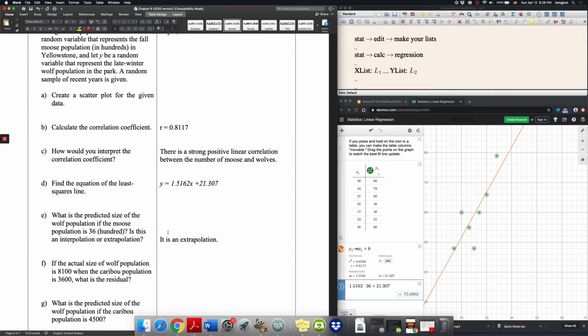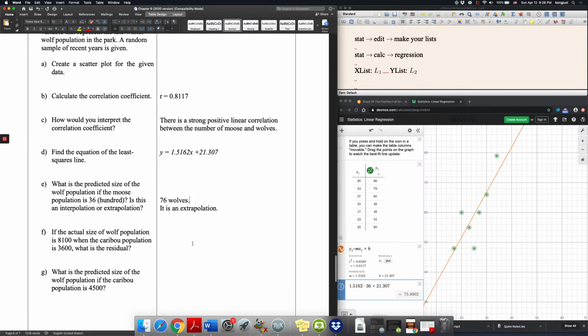When you do your homework, just pay attention to what they ask you to round to. Let's say 76 wolves then, right, to the nearest wolf. 76 wolves. And it's an extrapolation. Just to recap, how do we get that? We're using this formula above. So I'm just inputting the x value that I'm given, 36, into the equation. That's all. And that's equal to 76. So roughly 76. Since it's rough, let me add the tilde. It's about 76.